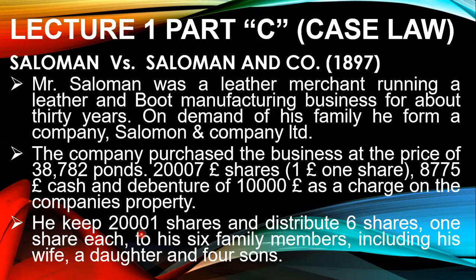One person who has 100 shares can give all the votes to one person. For example, Mr. A has 100 shares. In case of election, he has 100 votes. So he can give 100 votes to a single person, or he may divide them, giving 30 votes to Mr. A, 50 to Mr. B, and 20 to Mr. C. So he can also distribute them. Here, Mr. Solomon kept the authority with him by keeping 20,001 shares.